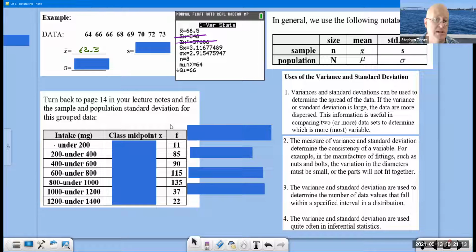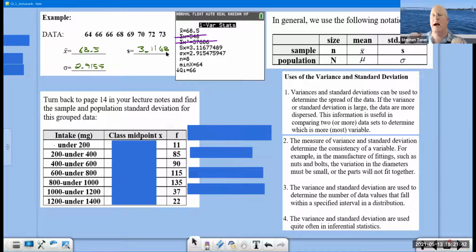Now, the sample standard deviation rounded to 4 places is 3.1168. And the population standard deviation is 2.9155. Notice I've rounded up in both of these to that 4th digit out, and having that as a general rule, going to 4 decimal place accuracy.